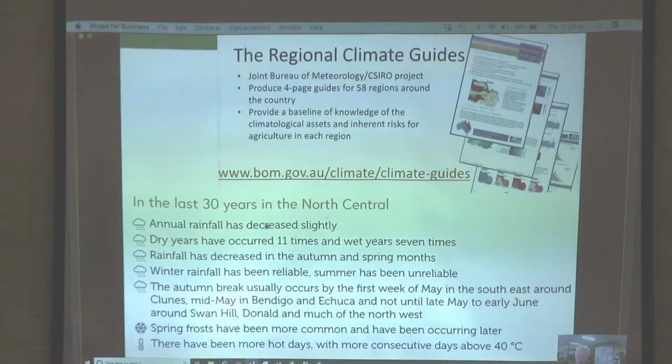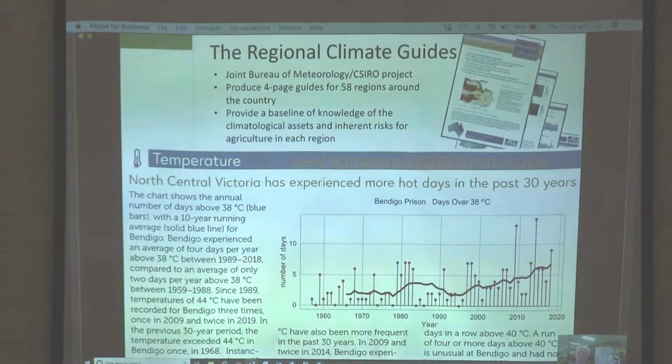Rainfall's sort of variable, and has decreased slightly in your part of the world, mainly around autumn and spring. Spring frosts have been a bit more common and occurring a bit later, but temperatures have been on the rise. So all of that sort of stuff is in those fact sheets, so it's a good place to look. And yeah, it teases out some examples of temperature trends locally.